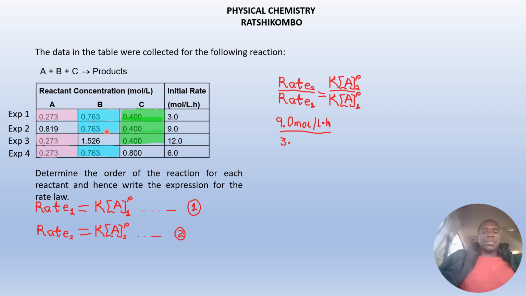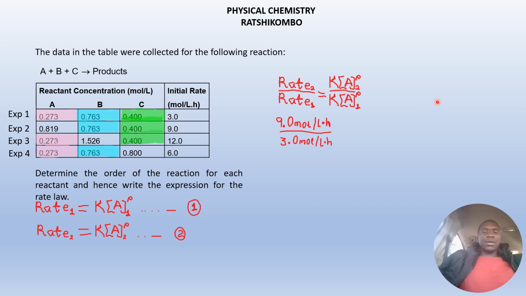To the power P. From there, divide by K. What about the initial concentration now for experiment 1? It is 0.273. So we are going to write 0.273 mole per liter to the power P. From there, this K is going to cancel out with that K, and then 9 divided by 3 is going to give us 3, and it's equal to this one. If you press a calculator, 0.819 divided by 0.273 is going to be 3.